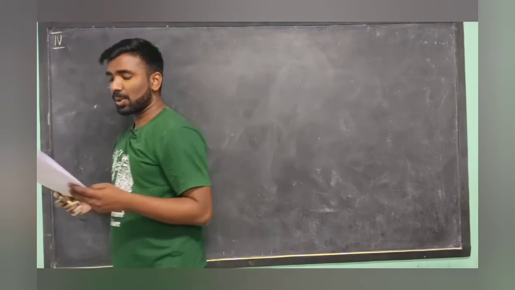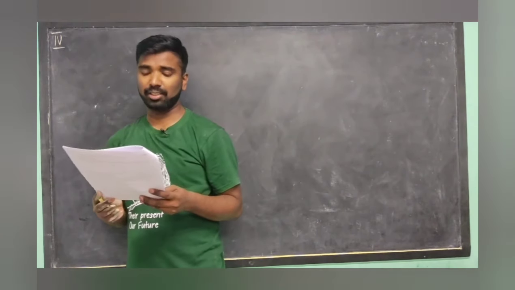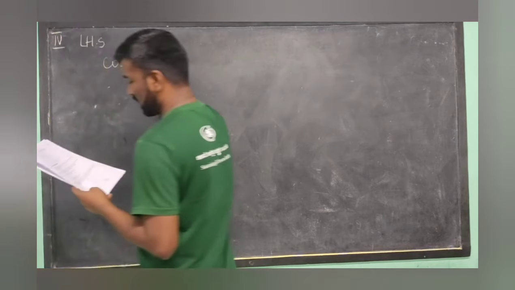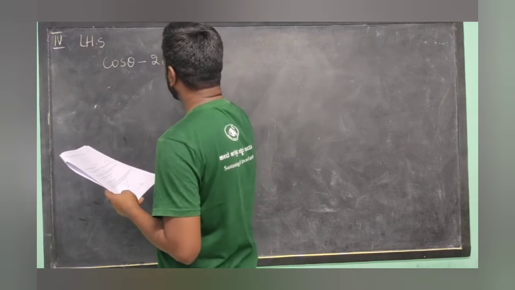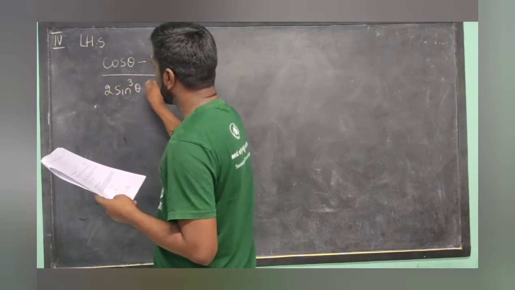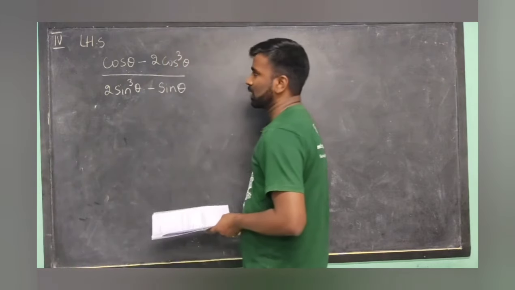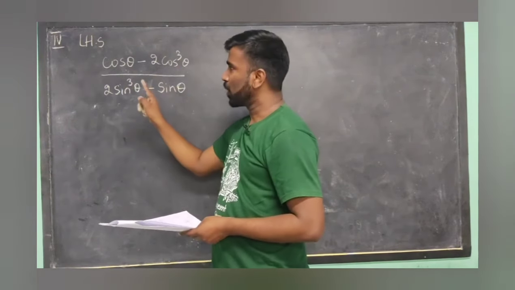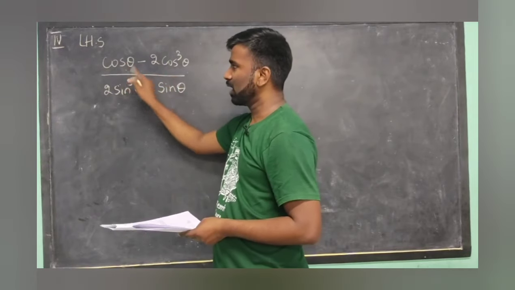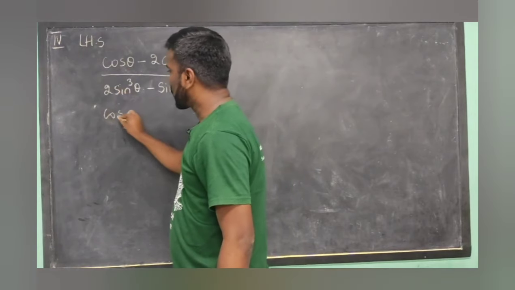Prove that cos theta minus 2 cos cube theta divided by 2 sin cube theta minus sin theta equals cot theta. Now, first step, write down the LHS. The LHS is cos theta minus 2 cos cube theta divided by 2 sin cube theta minus sin theta. Students, in the numerator, if you observe, the common is cos theta. In the denominator, the common is sin theta.